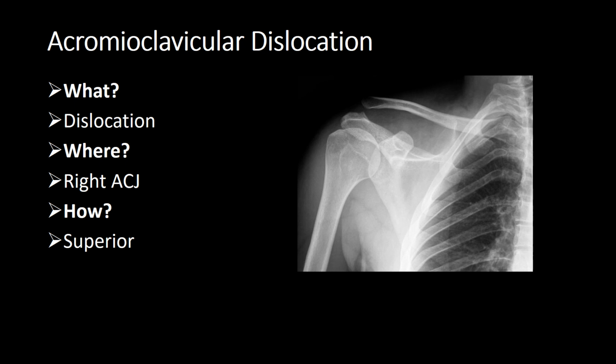Let's look at our coracoclavicular distance. Our coracoclavicular distance should be between 11 mm and 13 mm. There's diastasis of the coracoclavicular distance, and therefore we know that both the coracoclavicular ligaments and the acromioclavicular ligaments are disrupted. Therefore, this is a type 3 acromioclavicular injury. So, what is it? It's dislocated. Where is it? The right ACJ. How? Superior.